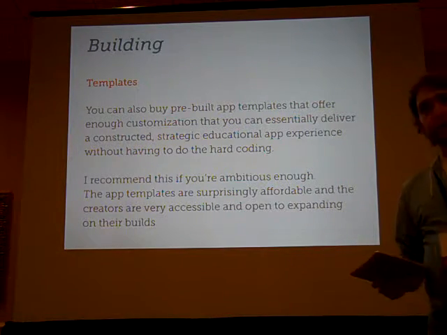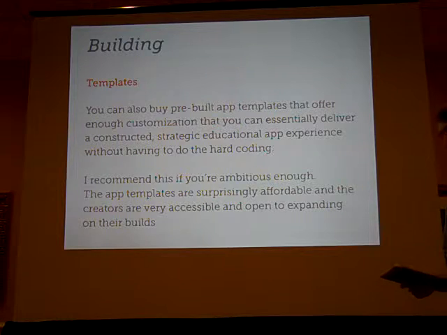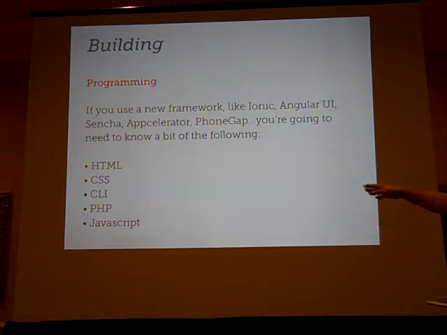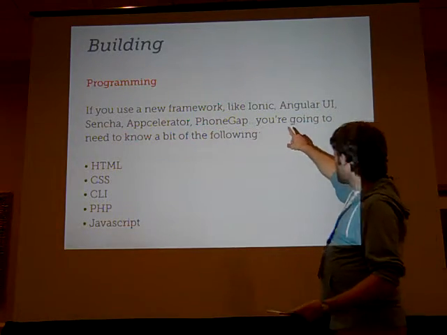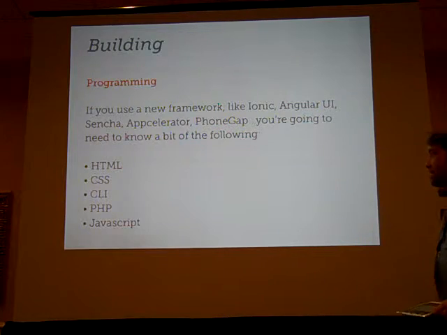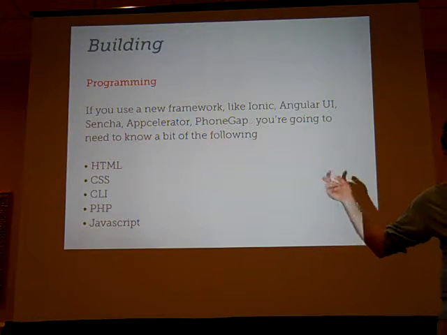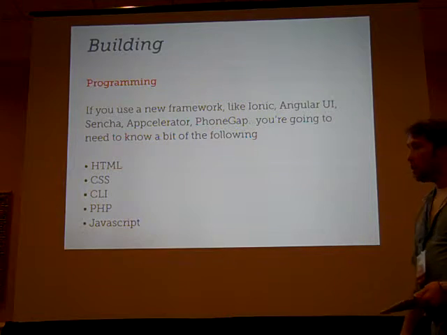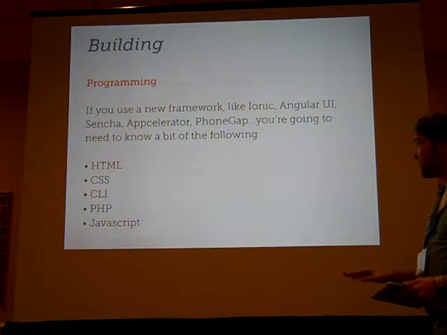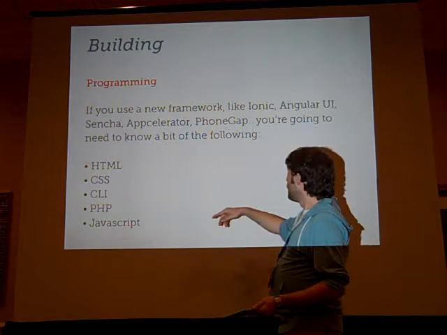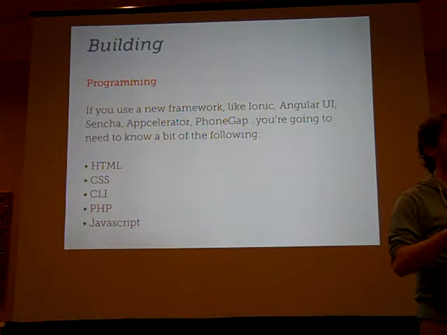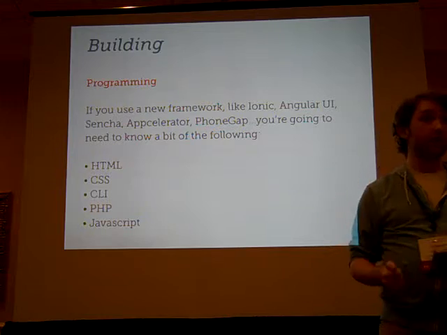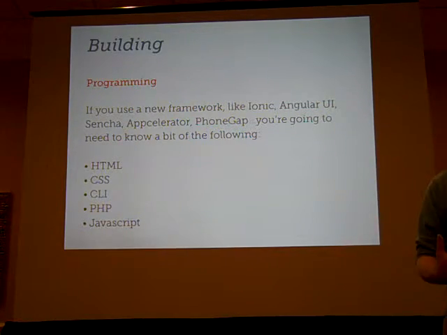Surprisingly affordable, so the barrier for entry is low there, but the learning curve is so steep. If you use a new framework like Ionic, which I'll talk about, all of these use HTML, CSS, and PHP. CLI stands for Command Line Interface, which is all operating system coding, and then JavaScript. Ionic, AppSpotter, AppGyver, PhoneGap, they all have simulator apps you can download and just scan a code and it shows you your design. Okay.